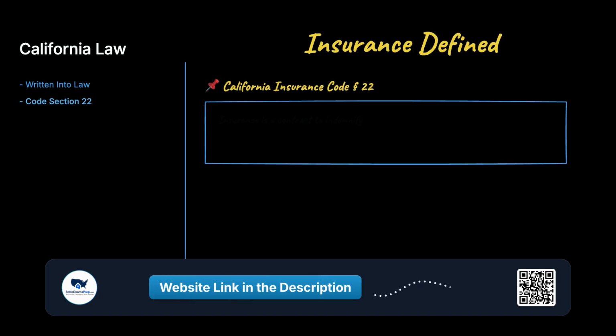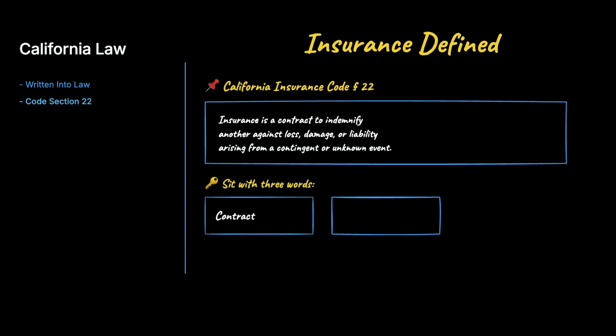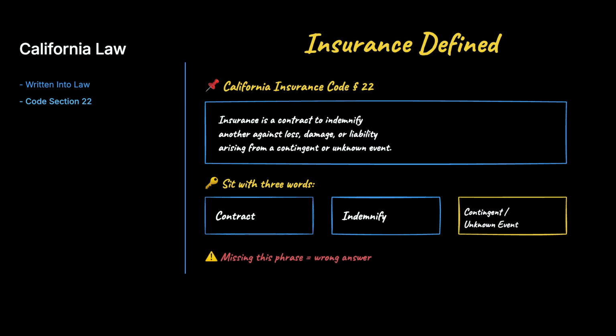Start with the definition of insurance itself. In California, Insurance Code Section 22. Insurance is a contract to indemnify another against loss, damage, or liability arising from a contingent or unknown event. Sit with 3 words: contract, indemnify, and contingent or unknown event. If a version is missing contingent or unknown, it is wrong. That phrase is the fingerprint.